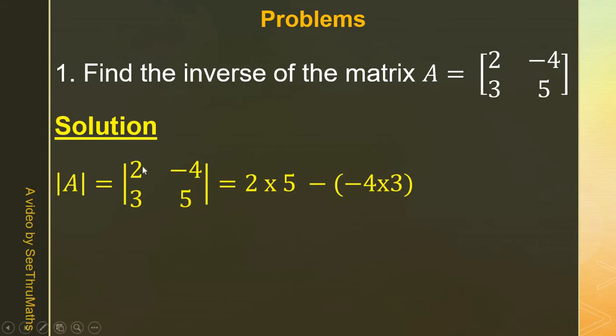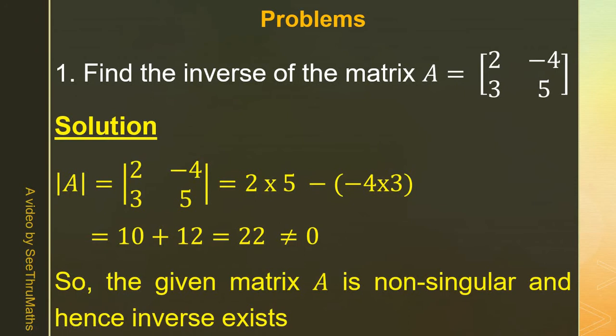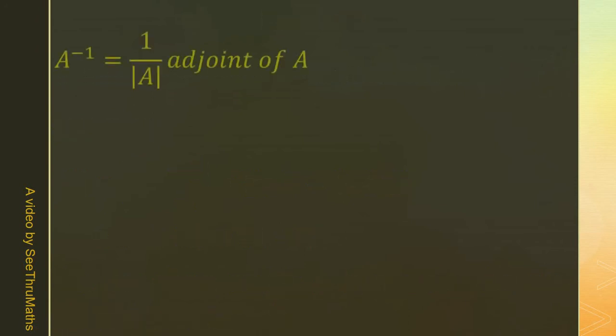Take the diagonal elements, so 2 and 5. So multiply 2 multiplication 5. Then multiply the other two elements, so minus 4 multiplication 3. So put subtraction in between. So we'll get the answer, it is 22. And we will make sure that it is not equal to 0. That means it is a non-singular matrix. So the inverse exists.